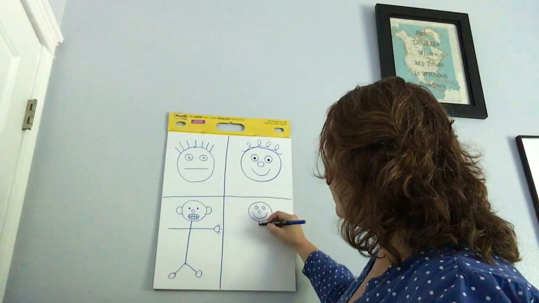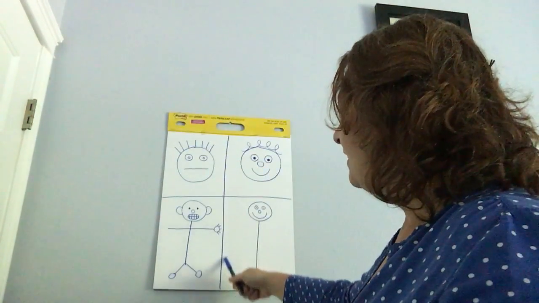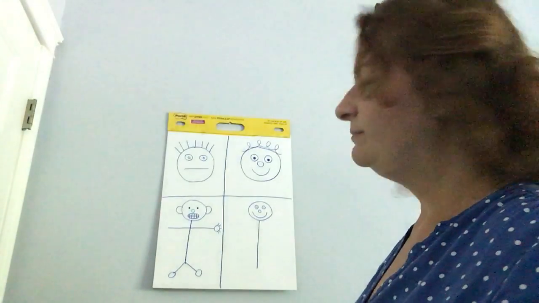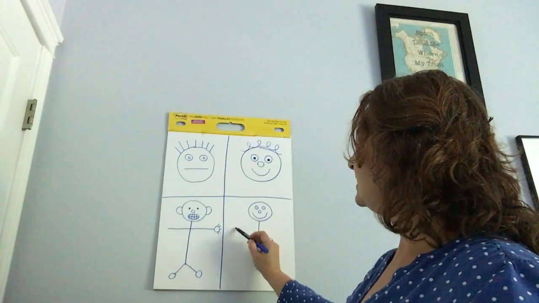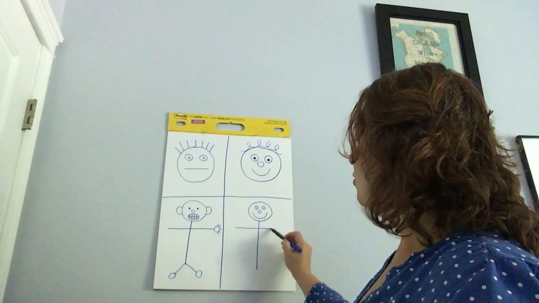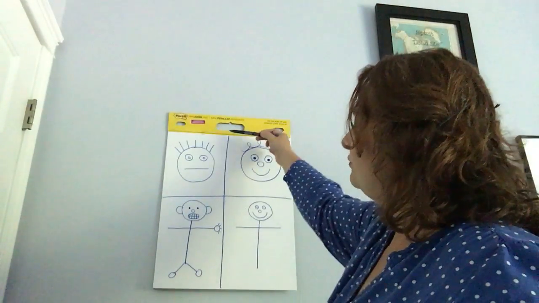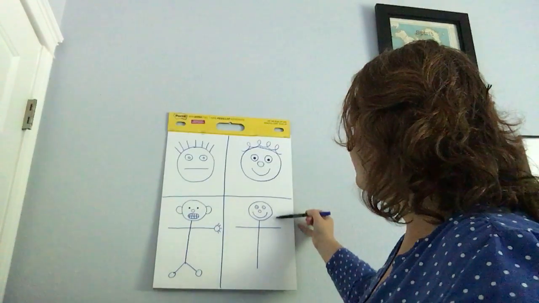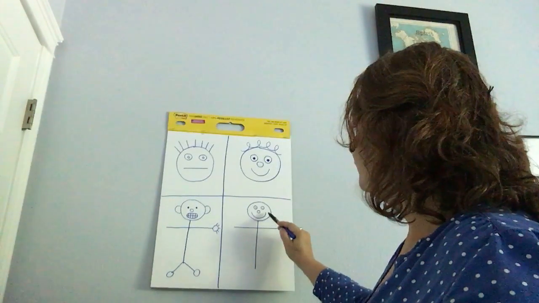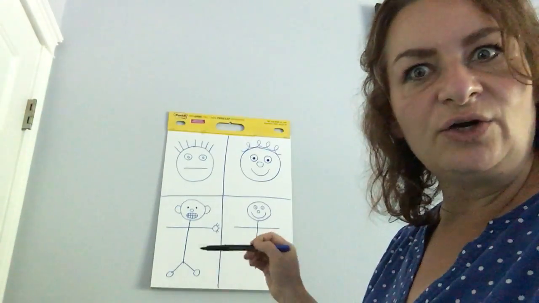the circle, and I'm going to go straight down, and I'm going to create that vertical line. Then I'm going to go to the side, and I'm going to create that horizontal line. So we've got vertical and horizontal again, and curved line, curved line, curved line, curved line. There's so many curved lines in our creation today.